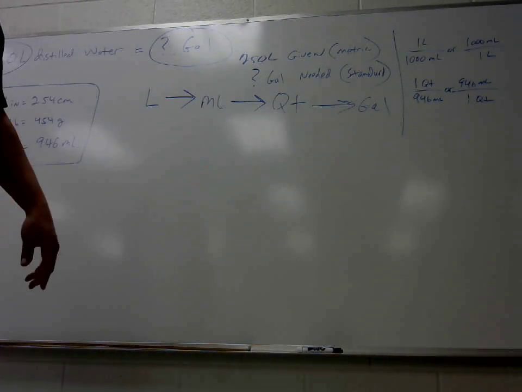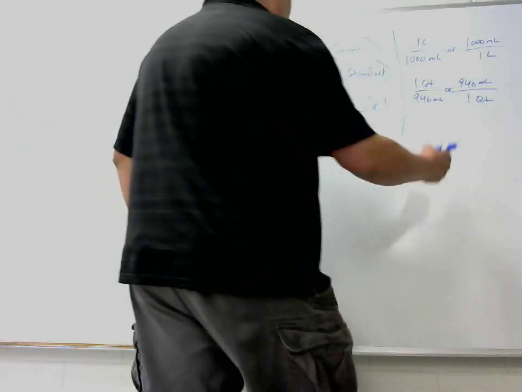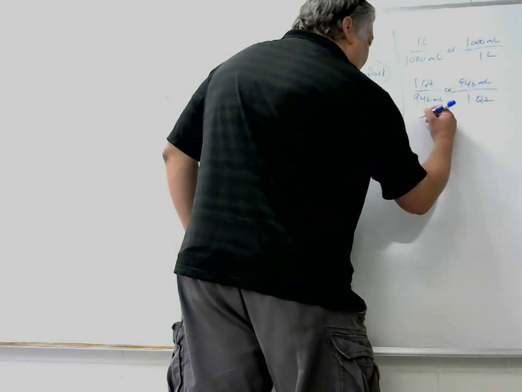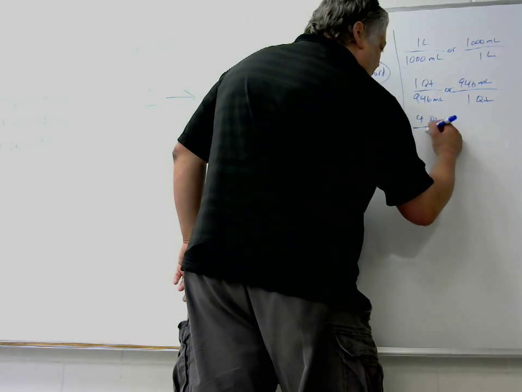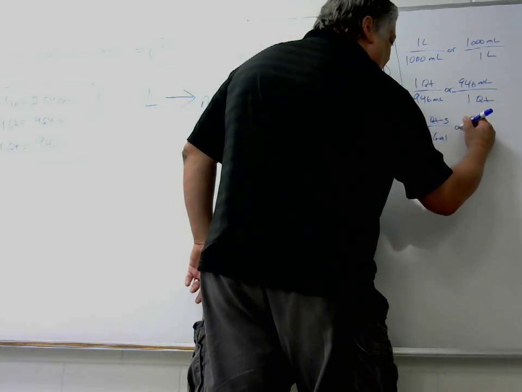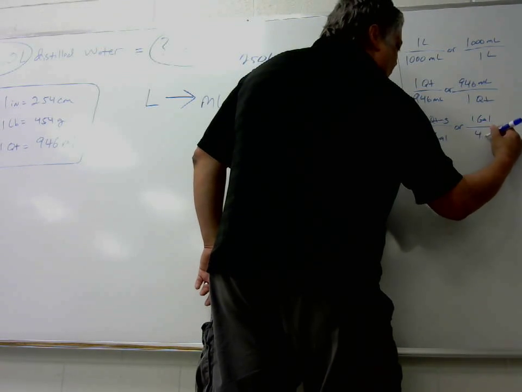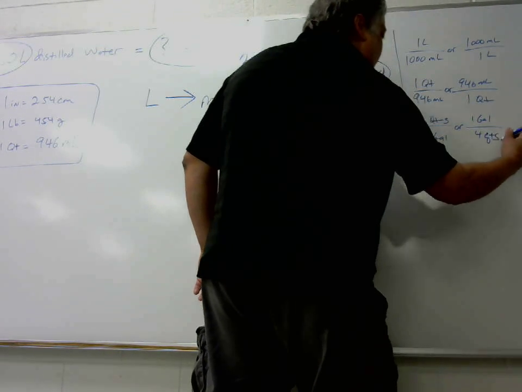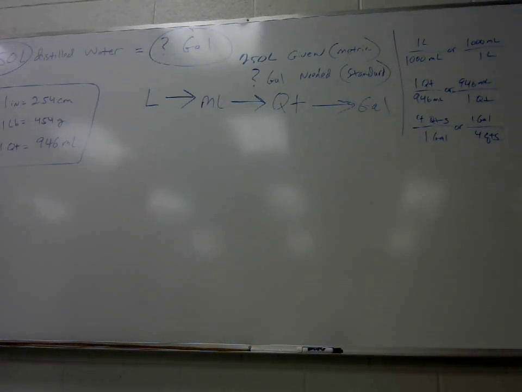And then quarts to gallons. We've got to have a conversion factor to make that last jump from quarts to gallons, right? So you just told me, and you were correct, that there are 4 quarts in 1 gallon, or that can also be written as 1 gallon to 4 quarts. Okay? So now we've got all of the conversion factors that we're going to need in this problem. So let's begin the problem.